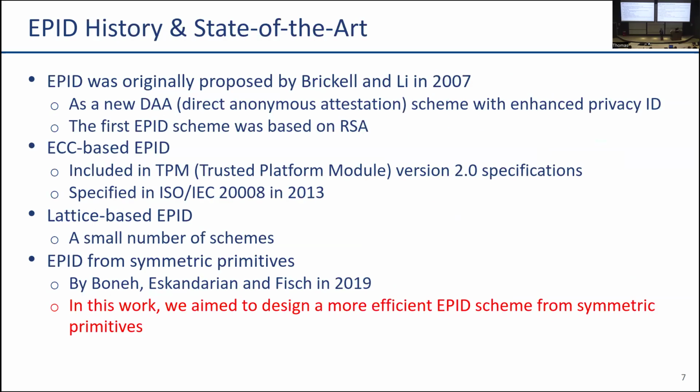History of EPID. The EPID scheme was published in 2007 by two Intel colleagues. And then a year later, they put it in the Intel chip. Then after a few years, they carried on to work out a more efficient EPID scheme. In 2013, the EPID scheme, which is elliptic curve based, was specified in an ISO/IEC standard and also adopted by TCG, put in the TPM 2.0 specification. So that is the currently broadly used EPID scheme.